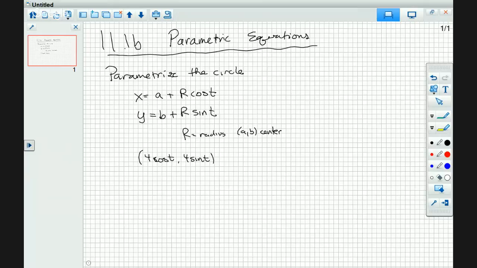Yeah, you can rewrite it either way. We're going to graph that circle. What's the radius? And what's the center? There you go. That is your circle. Center 0, 0, radius 4.